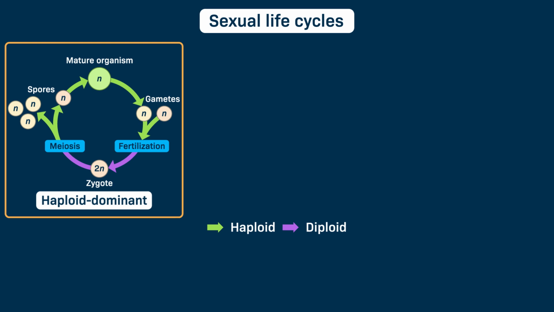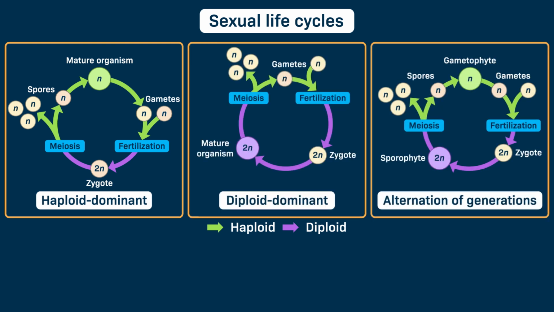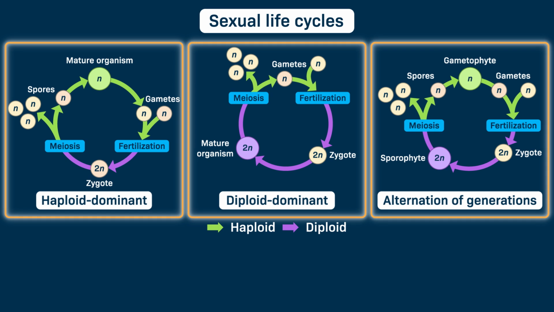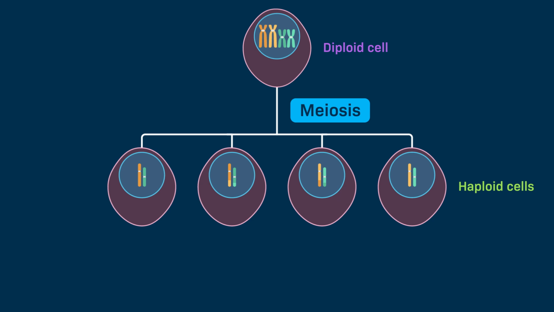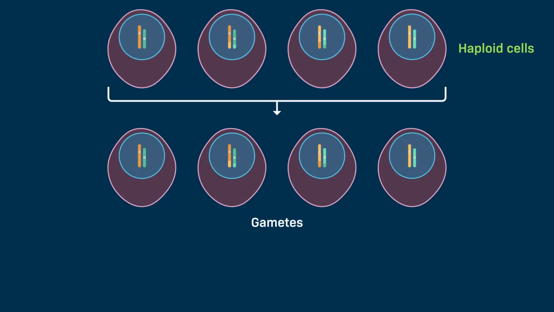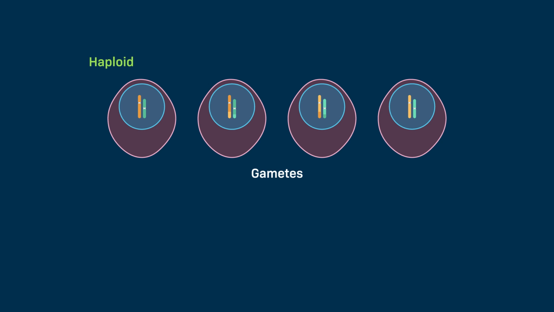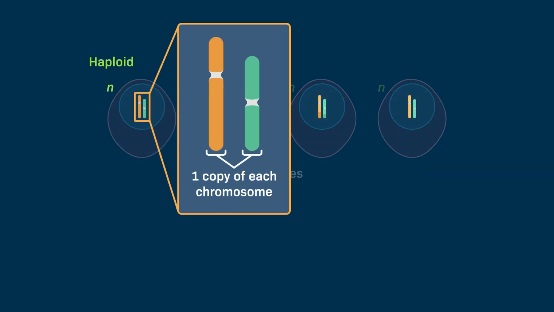In eukaryotes, sexual reproduction has three main life cycles: haploid-dominant, diploid-dominant, and alternation of generations. These three life cycles have two processes in common: meiosis and fertilization. Meiosis results in the production of haploid cells, which are necessary for the formation of gametes. The haploid gametes, which are designated as N, have one copy of each chromosome.